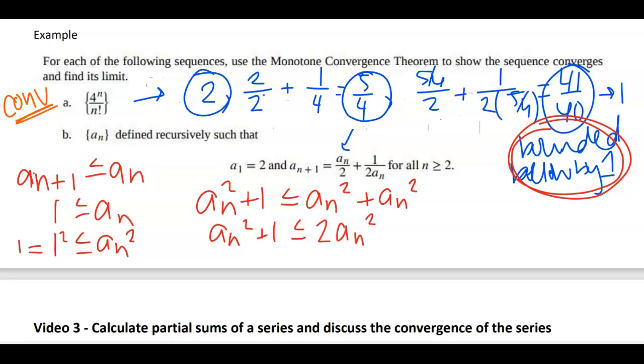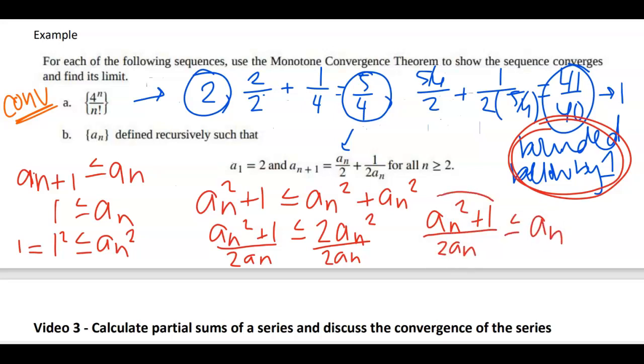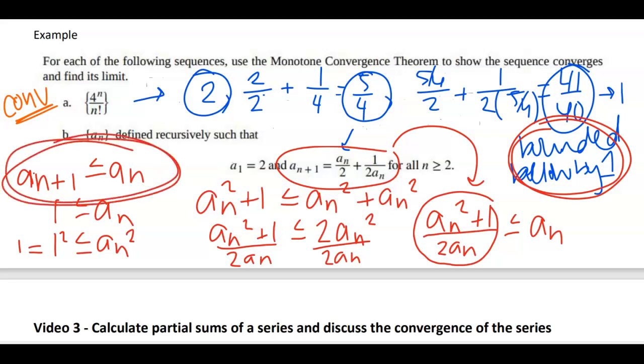And then if I divide everything by 2 a sub n, I end up getting a sub n squared plus 1 over 2 a sub n is less than or equal to a sub n. And this is a fancy way of showing this. Now, would you need to do this on your own? No, this is an example of how you can show that this is a monotonically decreasing function bounded below by 1. If you're in my calculus class, I'd give you hints on where to go on this because you are very, very new to proving. But this does show that a sub n plus 1 is always less than or equal to a sub n.